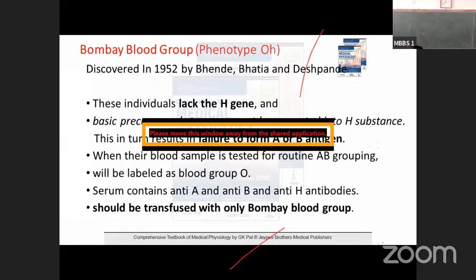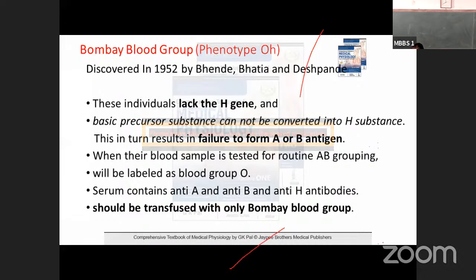But their serum contains A antibodies, B antibodies, and H antibodies. So they are known as the Bombay blood group. These people can only be transfused with Bombay blood group blood, because anti-H antibody is present.